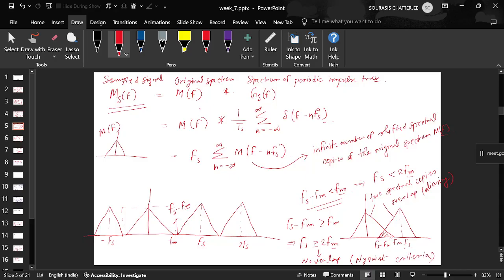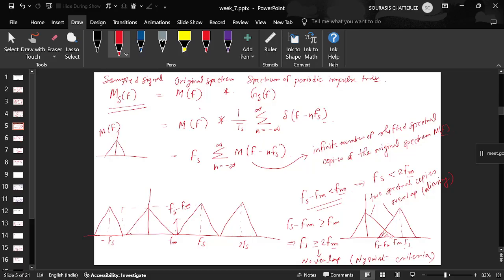So under this condition, if there is no overlap and none of them is interfering with each other, what you can do is take this sampled signal spectrum and pass it through a low pass filter with a cutoff frequency somewhere here. In that way it is going to block this, this and this, and only let this pass. And what is this? This is your original message spectrum. So you are actually able to get your original message spectrum undistorted, with no overlapping and no one interfering with it.